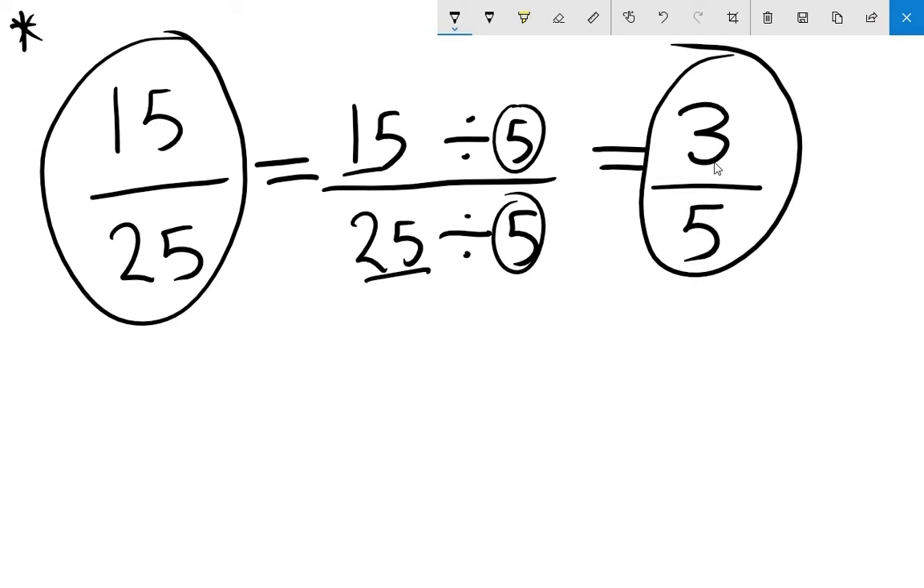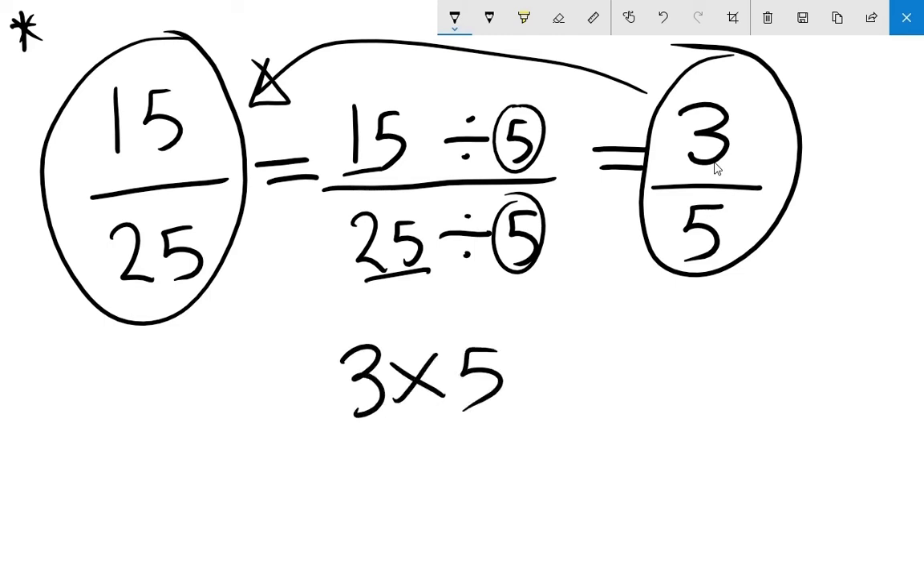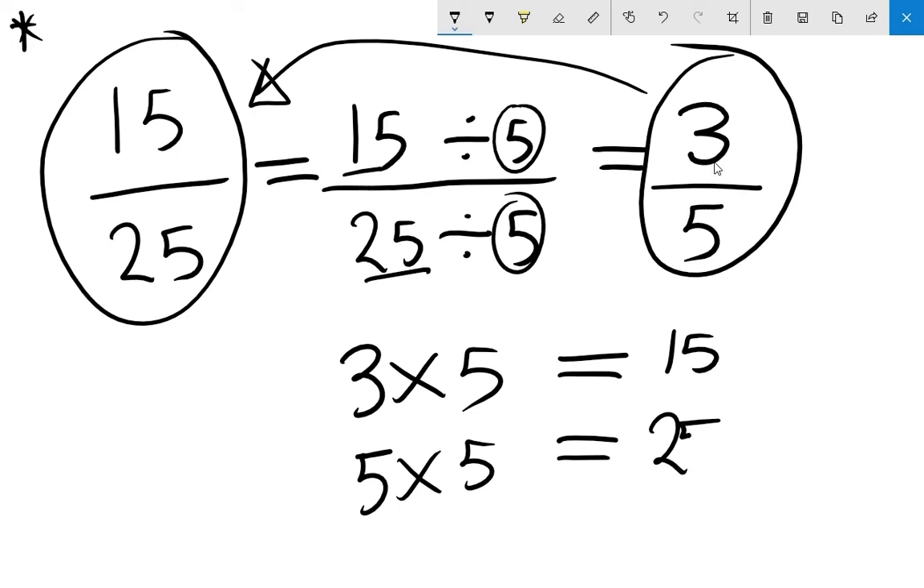To go back from here to here, we multiply 3 times 5, it gives us 15, and we multiply 5 times 5, which gives us 25. Good.